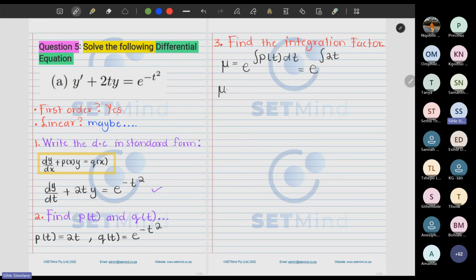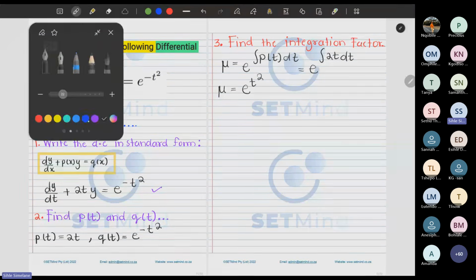So what is our mu going to be, guys? What is it going to be? It's going to be e to the power of what? To the power of t squared. Okay, to the power of t squared.